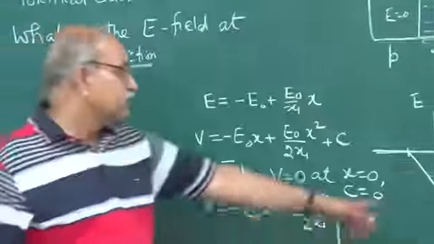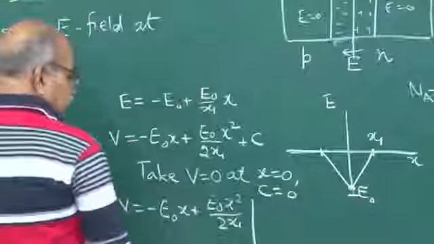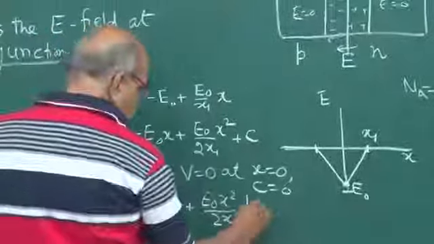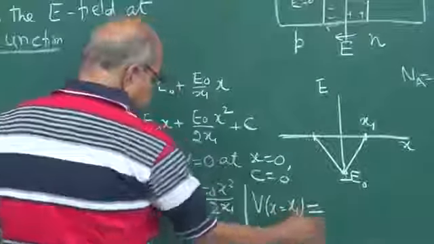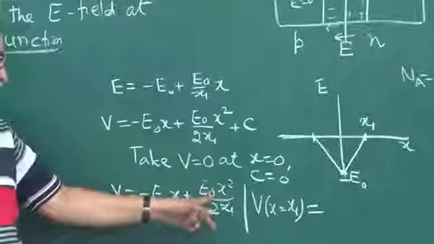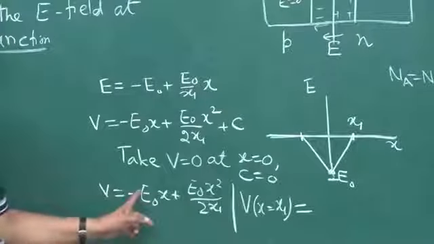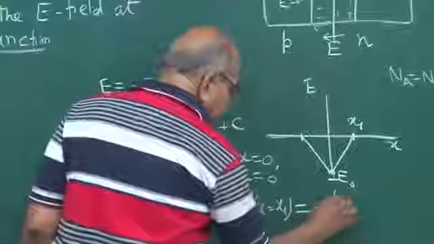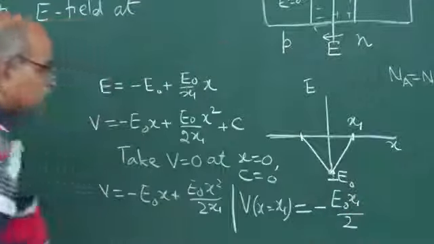And what happens at x equal to x1 and beyond? The electric field is 0, so the potential will be constant. So V at x equal to x1: you have E naught x1 by 2, and here minus E naught x1, so it is minus E naught x1 by 2. That's the potential.